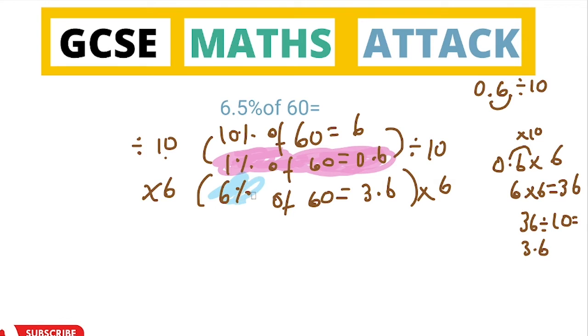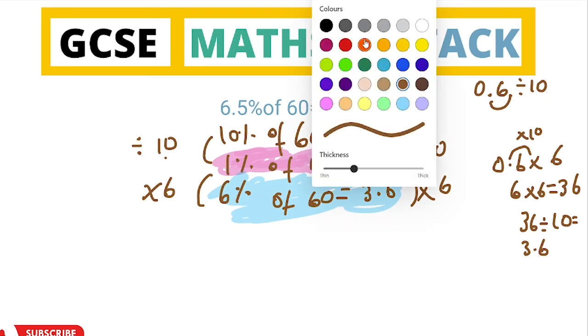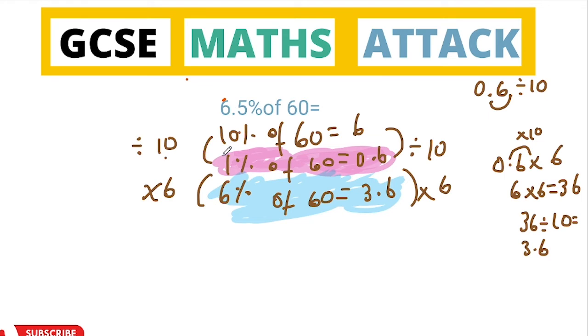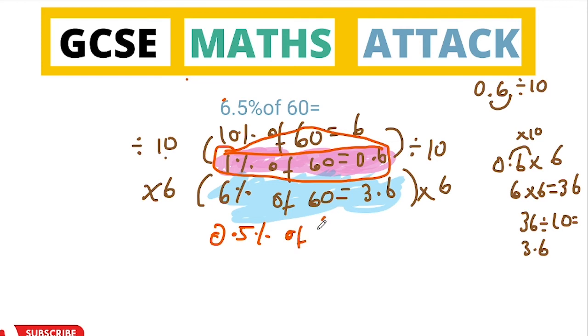So this one is going to be very valuable because we need 6.5. So far we got 6. How can I get 0.5? I can go back to 1%. Now to get to 0.5, all I have to do is halve 1%. So 0.5% is half. So I need to halve 0.6, which is 0.3.